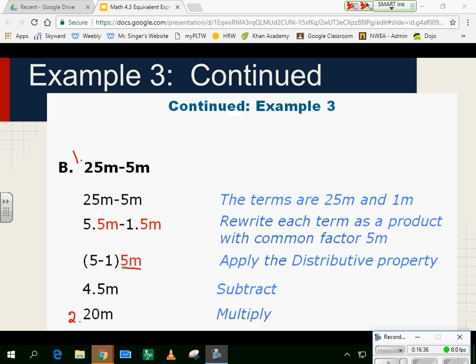Now what's left over? How many times does 5 go into 25? 5 times. Keep that subtraction sign down here. And 5 goes into 5 once, so you leave the 1 there. So that's a third way of writing it. Then the last thing you can do is subtract 5 minus 1, which gives you 4, times the greatest common factor of 5m. So that's your fourth way.